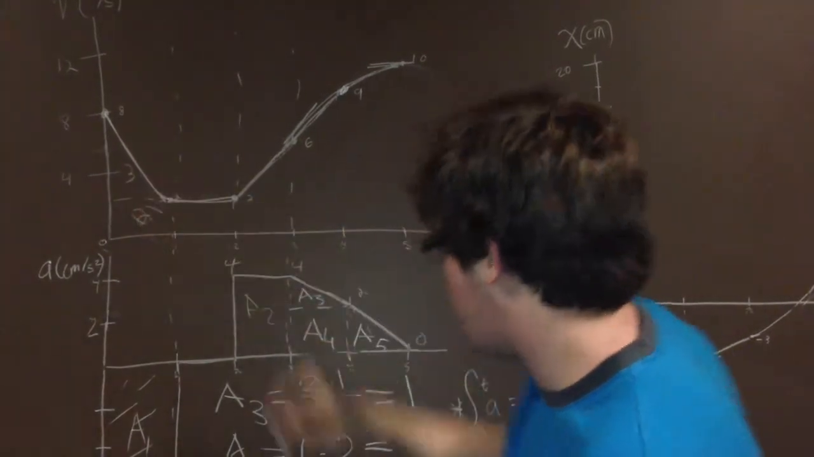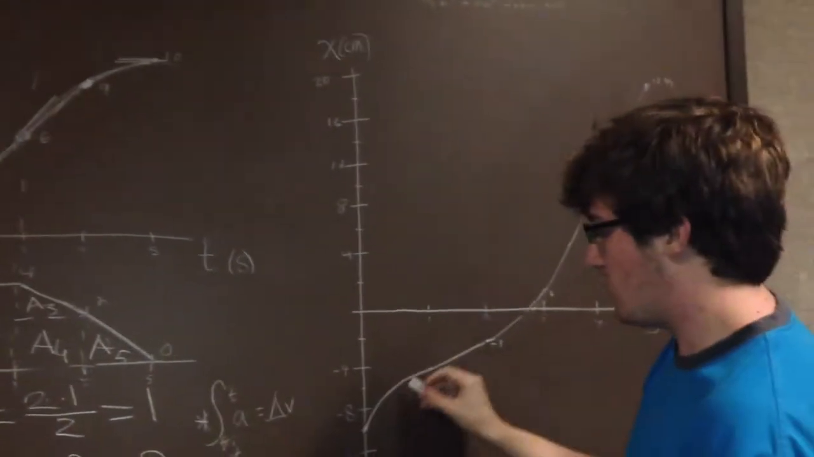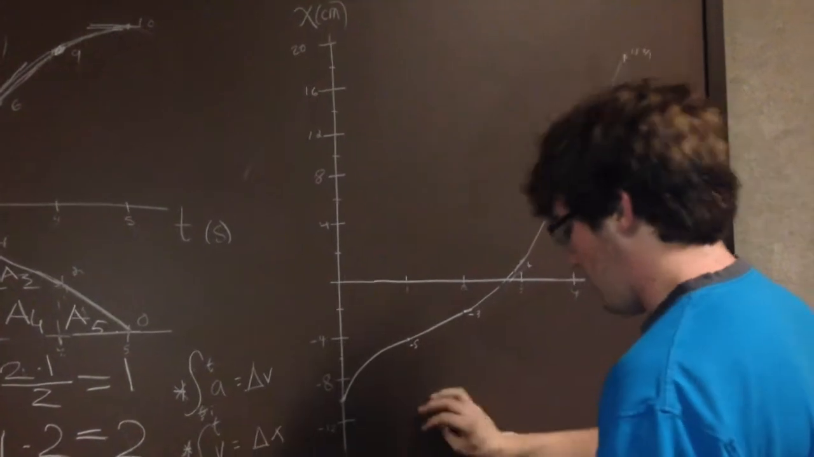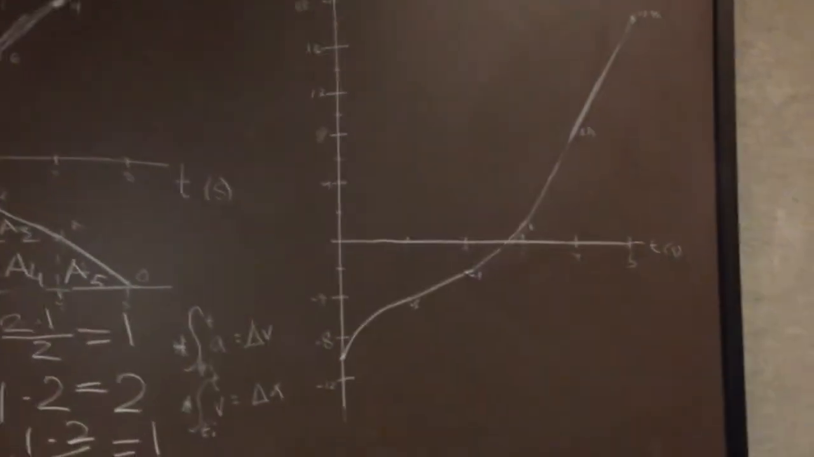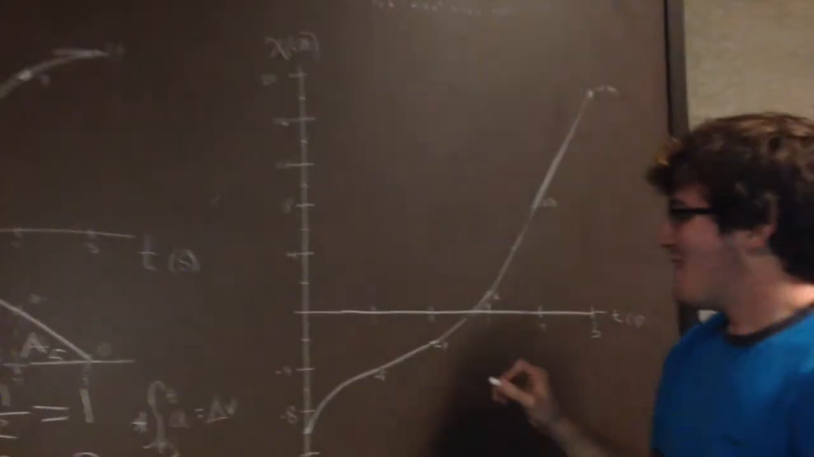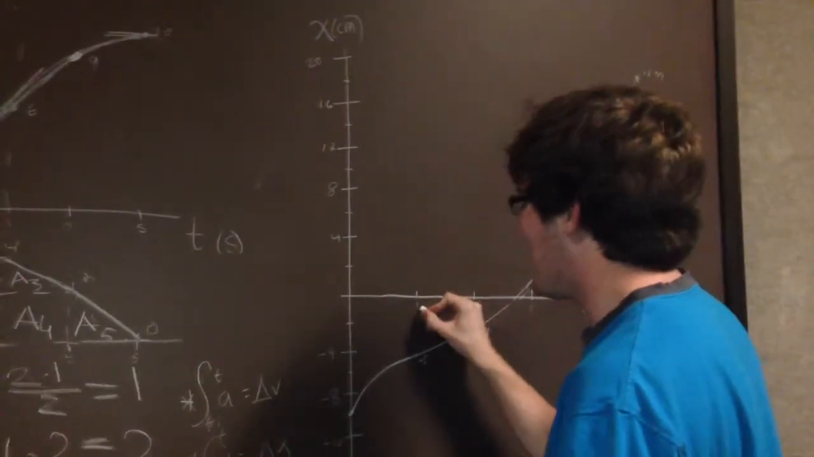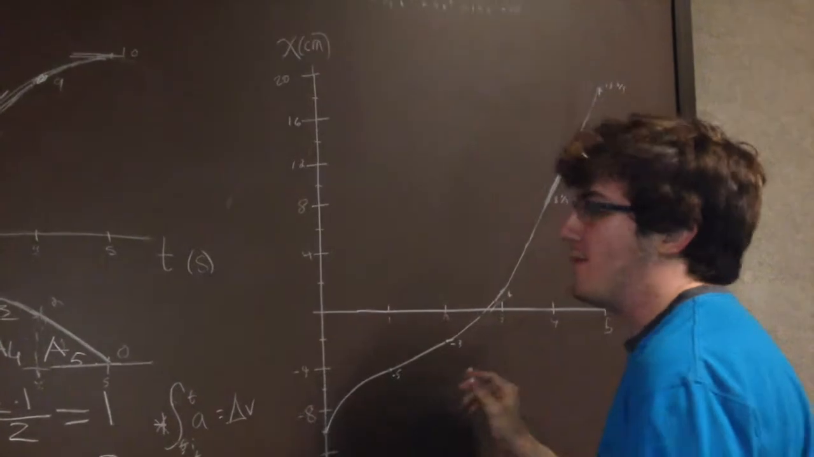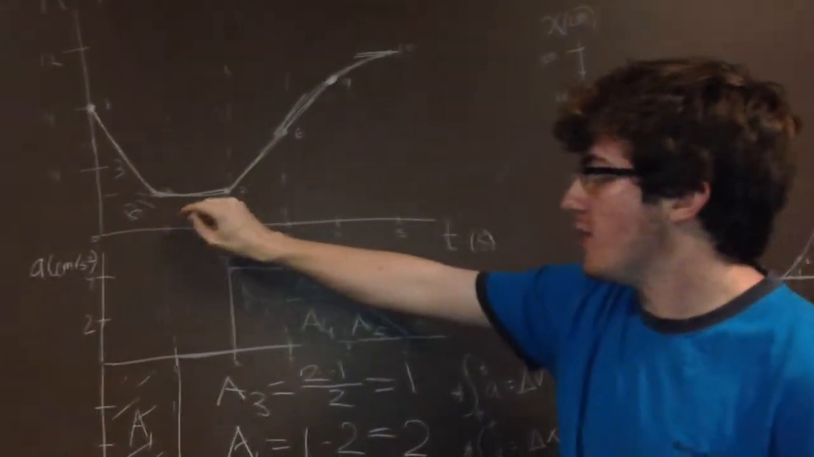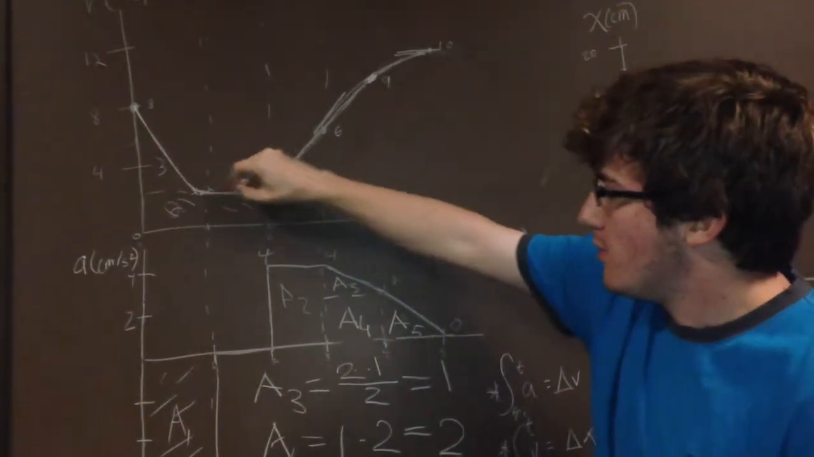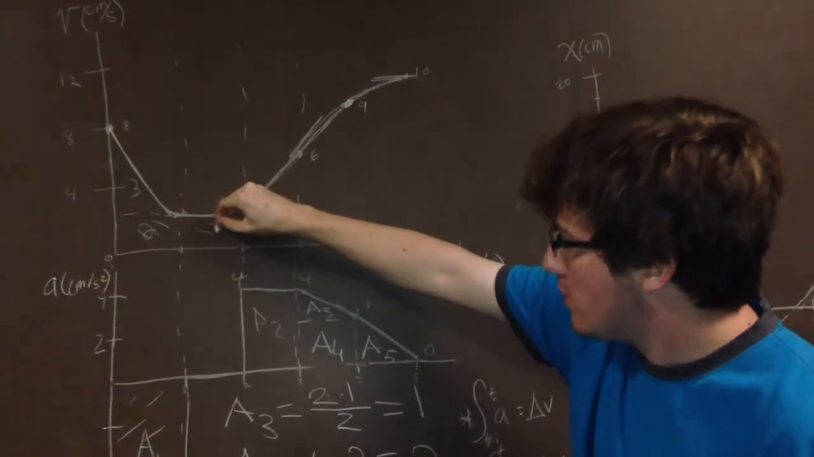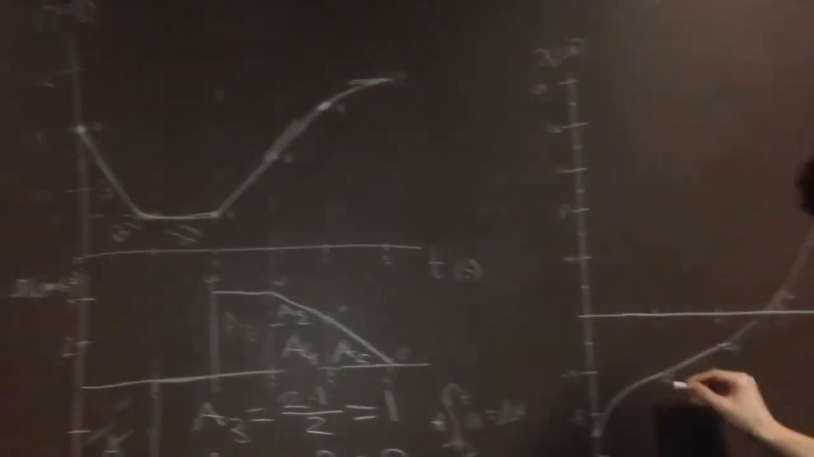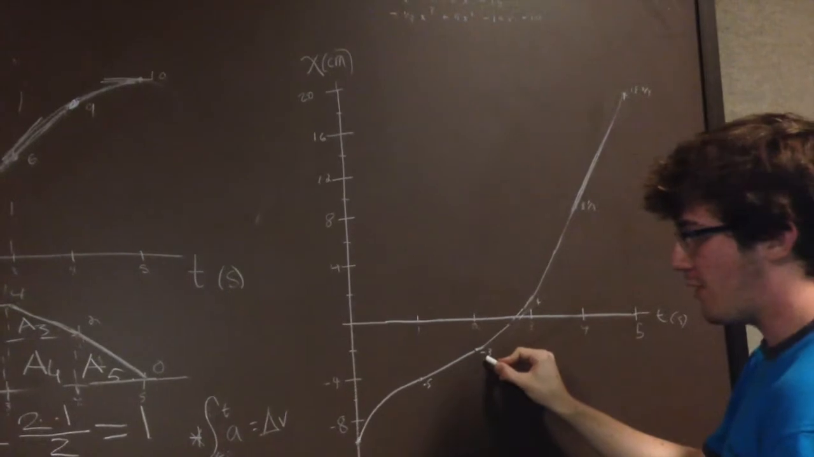So 3 plus 2 is 5. It increases by 5. And from 1 to 2 seconds, it increases by 2. For the same reason, area under our velocity graph, width of 1, height of 2, is 2. So it goes from negative 5 to negative 3.